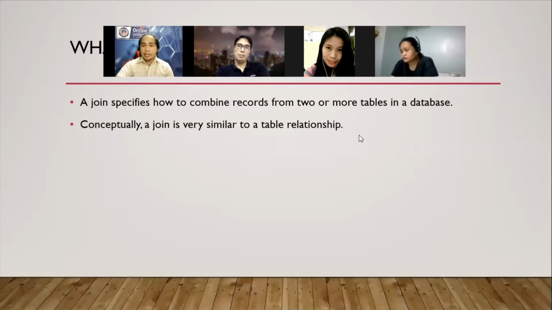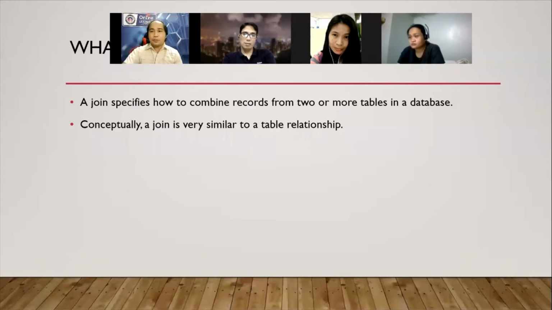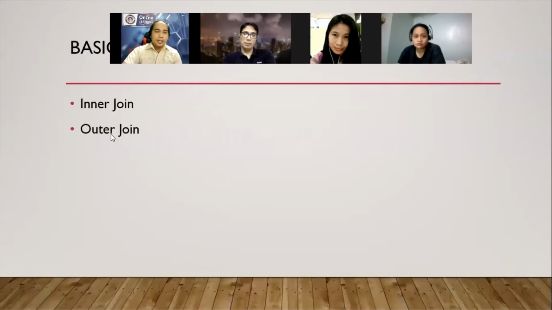So di ba sa discussion natin last meeting, we need to define the primary key and foreign key within each table to create a relationship. So ganun din dito sa joining. Okay. So we basically have two types of join. So first one, we have the inner join, and then the other one is the outer join.